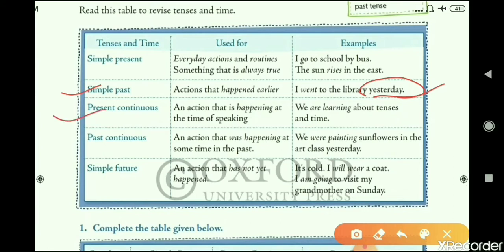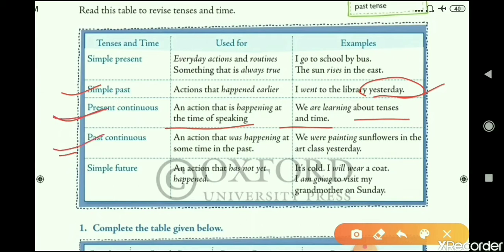Now present continuous. An action that is happening at the time of speaking means कोई भी action जो हो रहा है at the time of speaking. For example, we are learning about tenses and time. अभी हम क्या लर्न कर रहे हैं? अबाउट टेंसेस एंड टाइम. सो कोई भी एक्शन जो हो रहा है जब हम कुछ बात कर रहे हैं. So that is present continuous.